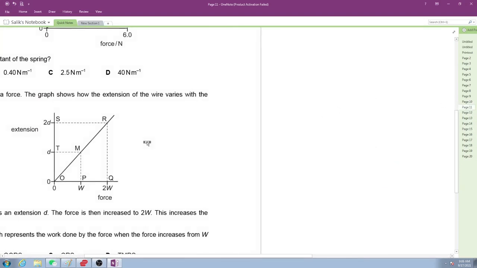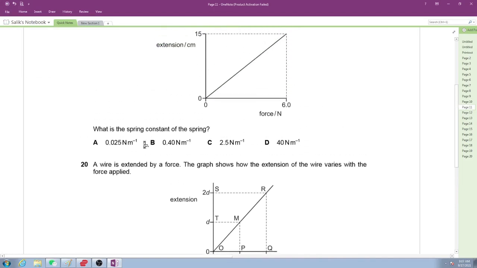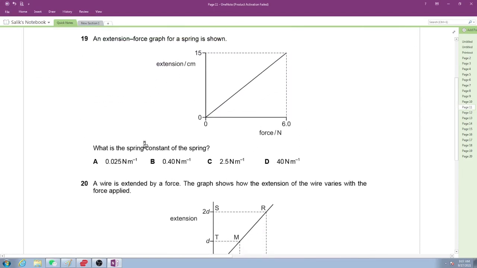Question number 19 and 20 both are from Hooke's law. The first question is: the extension-force graph for a spring is shown. This is extension, this is force, and the unit of extension is centimeter here. What is the spring constant of the spring? The spring constant is k, and k equals force over extension.